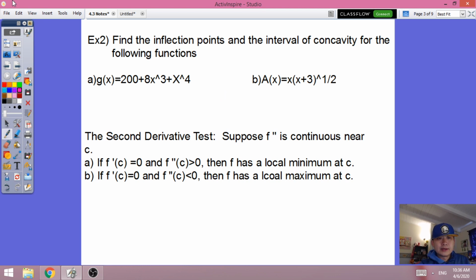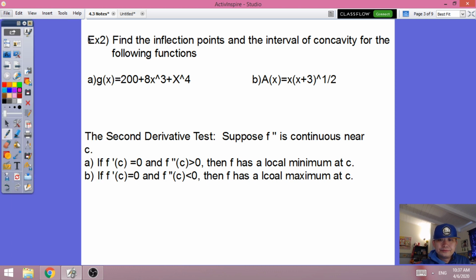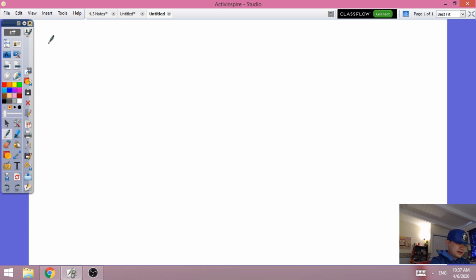Okay, so let's see. What we've got for this one here is a of x, which is x times the quantity x plus 3 to the power of 1/2. Now, there's no way we can expand this out because the exponent is not an integer. It's a rational number. So the thing that we can do is use the product rule.